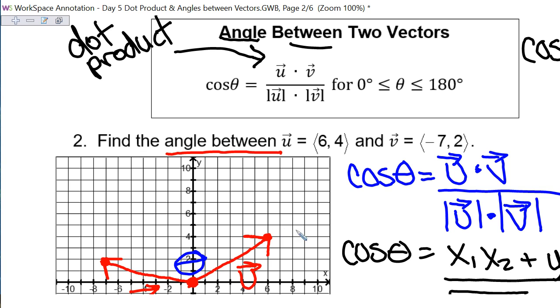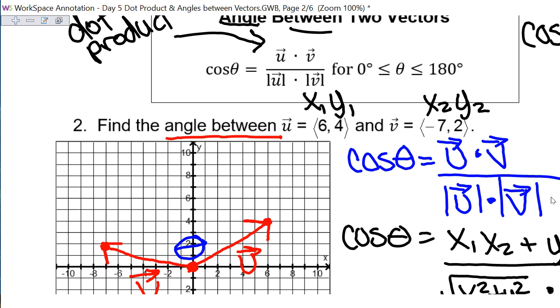Now what I would do is go ahead and label my vectors. The first vector, vector U, is x1, y1. Vector V, label it x2, y2. Now from here, it's just putting the numbers in. What do I put for x1? 6. What do I put for x2? -7. What do I put for y1? 4. And what do I put for y2? 2.